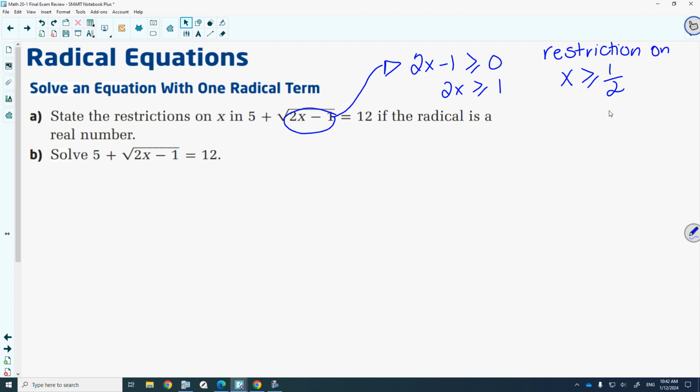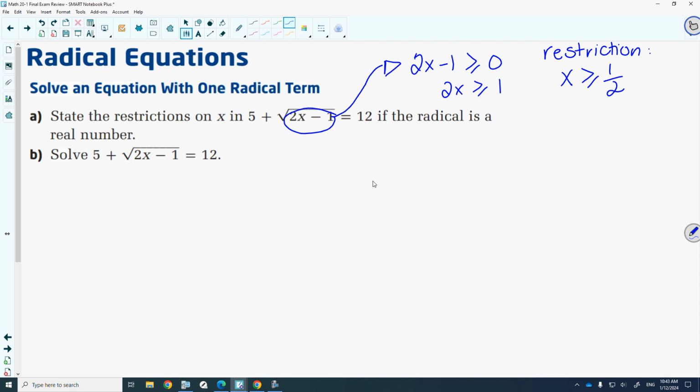on the radical. Okay, so the restriction on the radical is x could be any number greater than or equal to 1/2. So basically what that means is pick any number greater than that, you plug it into this radicand, and you're going to get a number that you could square root. If you pick any number less than this, so let's say I pick 0, 0 is not greater than 0.5. Watch what would happen. I'd get 2 times 0, which is 0, and then I'd get -1. I'd have the square root of -1. We can't take the square root of a negative number. So that's the purpose of a restriction, okay?